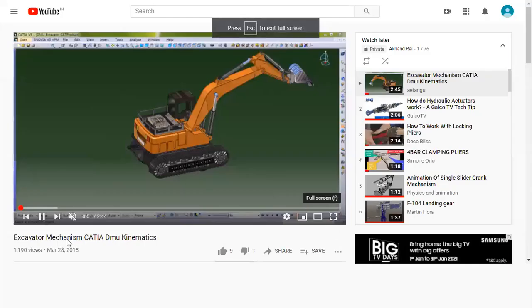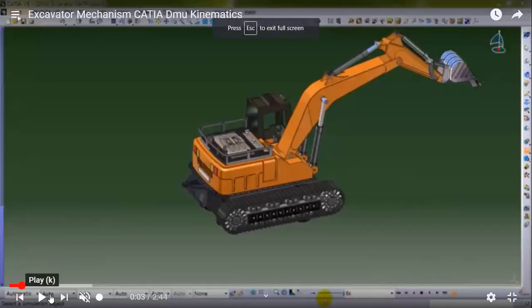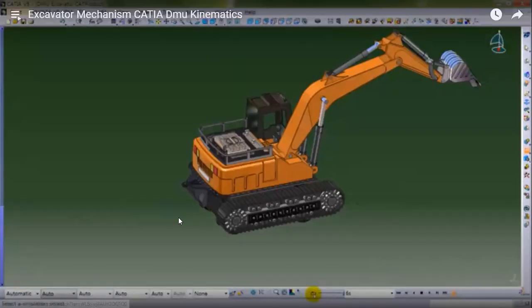So is this video visible? Yes, sir. Okay, can anyone tell what this is? JCB? Yeah, this is a JCB, or generally we refer to this as an excavator, but in common language we call this a JCB. Here, if you observe, this is also a fantastic example of a kinematic mechanism.